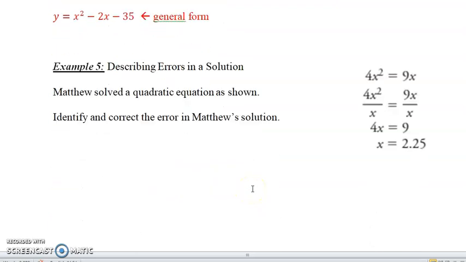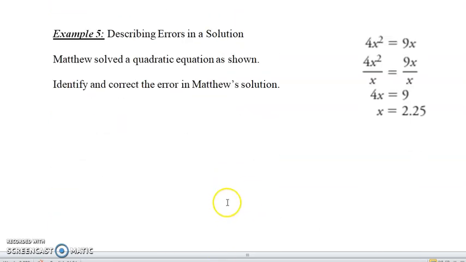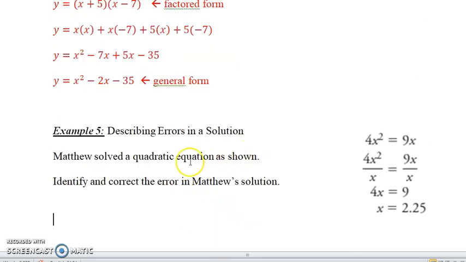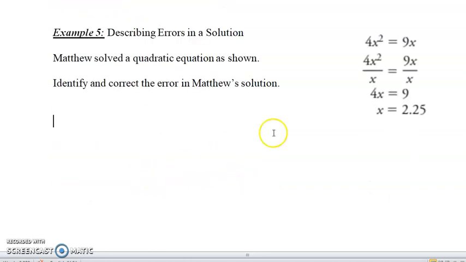And then the last example, example number 5, says, describe any errors in the solution. Matthew solved the quadratic equation as shown. Identify and correct any of the errors. So when you look at this, Matthew divided by x, which ended up with 4x equal to 9, right? And then divided by 4 and got x equal to 2.5.